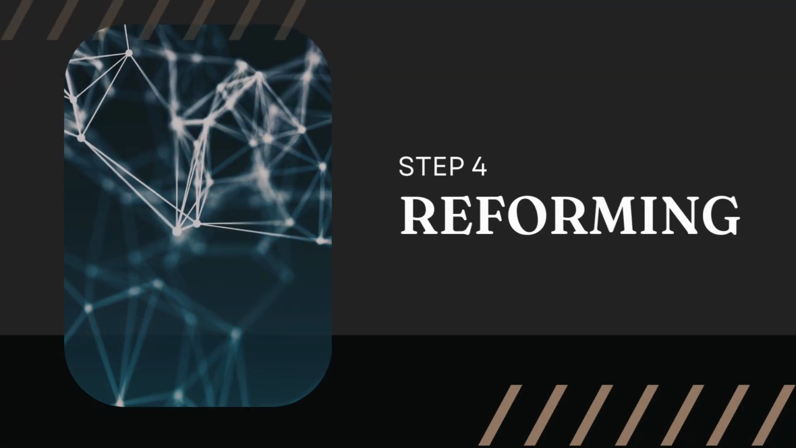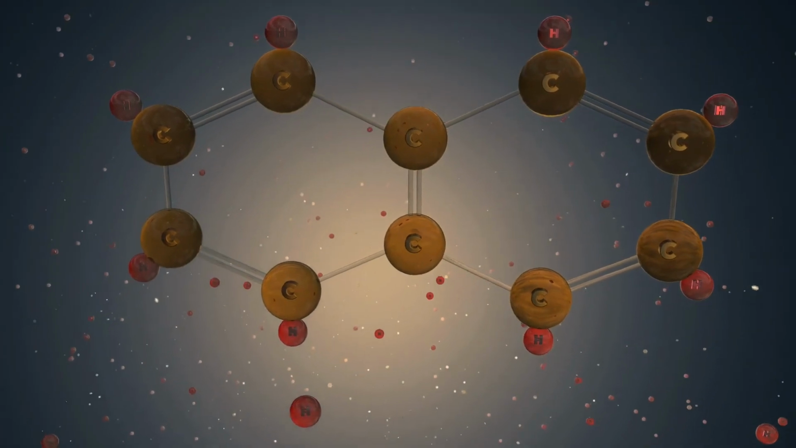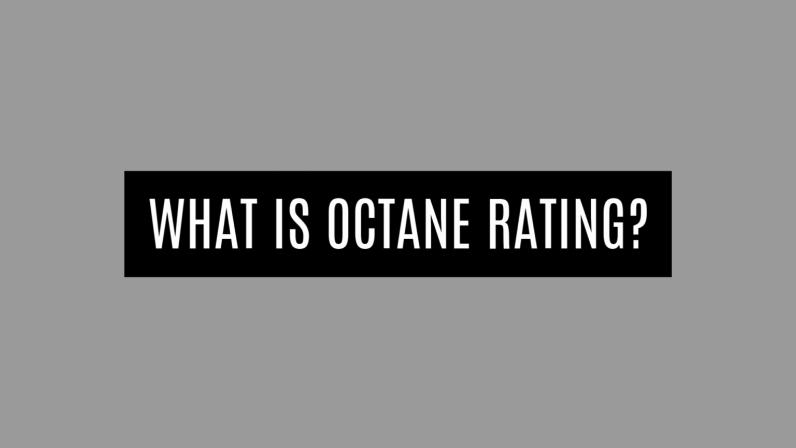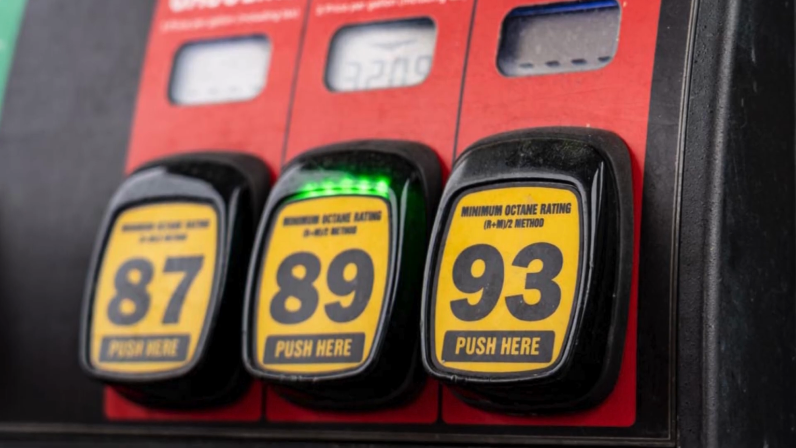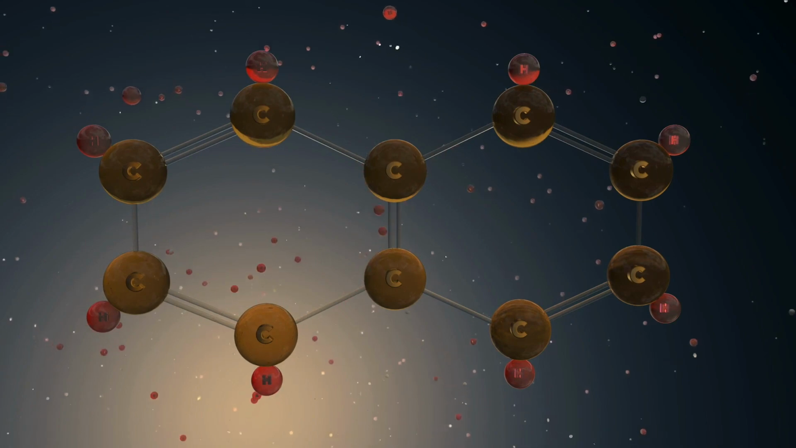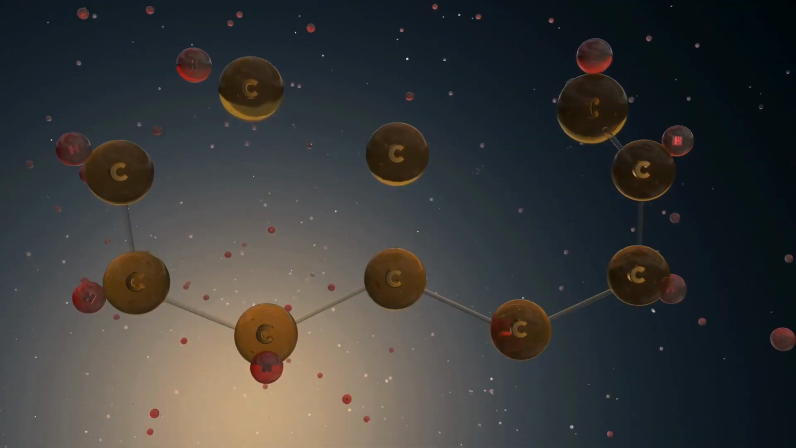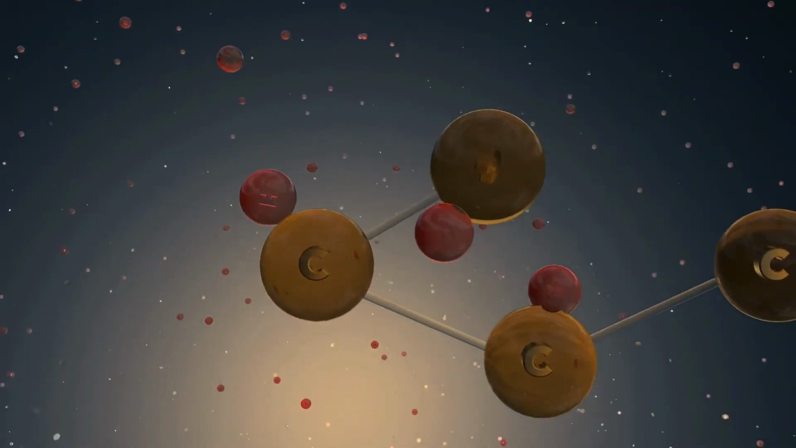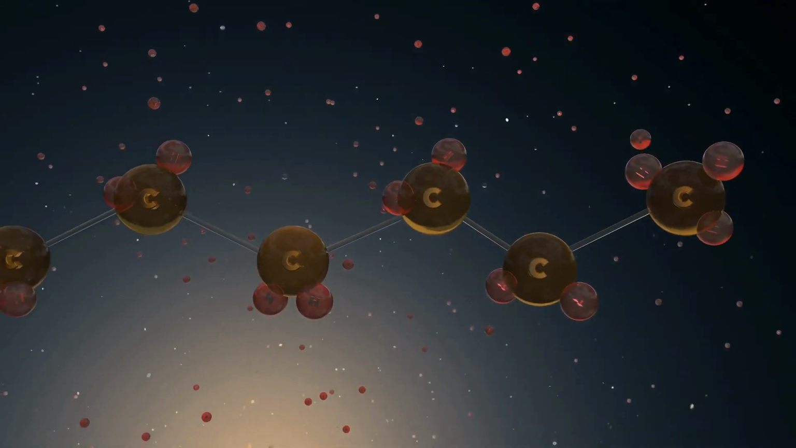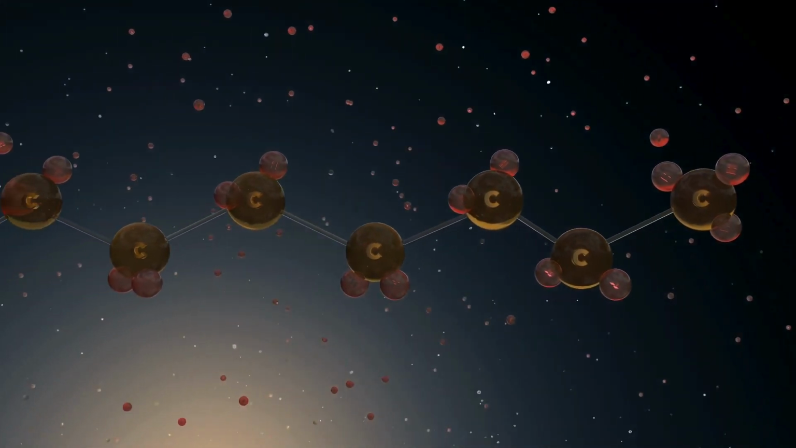Step 4. Optimizing gasoline for engine performance. Although the refining process has now produced gasoline, it still requires optimization to ensure peak performance in engines. This is where reforming comes into play, a process designed to increase gasoline's octane rating. But what exactly is an octane rating? Simply put, it measures gasoline's resistance to premature combustion, also known as knocking, inside an engine. A higher octane rating translates to better efficiency and smoother engine operation. During reforming, high temperatures and catalysts modify the molecular structure of gasoline, making it more resistant to engine compression. This step not only enhances fuel performance, but also prevents potential engine damage caused by inefficient combustion.